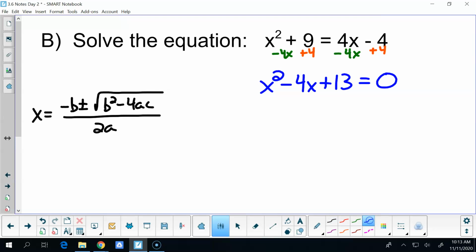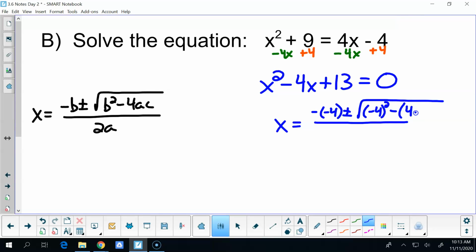So then we would have x is equal to the opposite of negative 4 plus or minus the square root of negative 4 squared minus 4 times 1 times 13, all over 2 times 1.